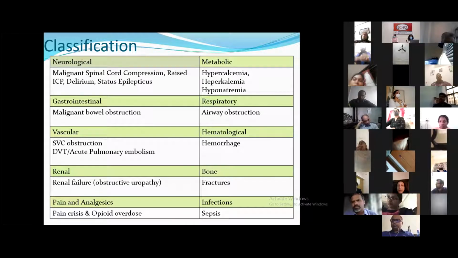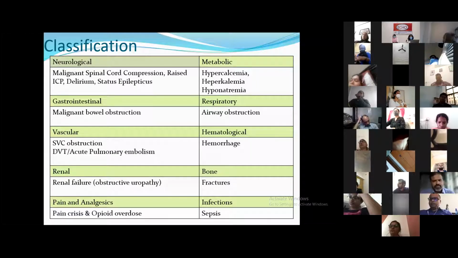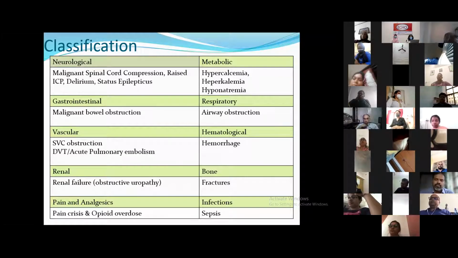Second might be infection, because most of our patients are immunocompromised. Most of our patients have neutropenia. Most of the patients have a malignant wound which can get a secondary infection, and the patient can present to you with sepsis, hypotension, features of septicemia. So these are all the domains of emergencies in palliative care.